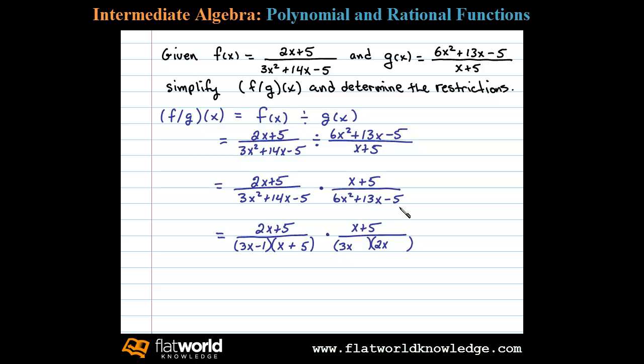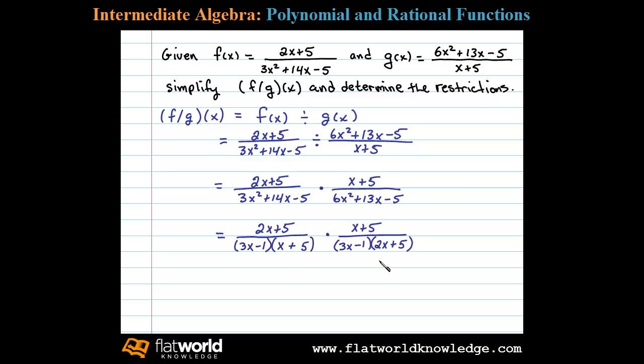To factor 6x squared, we'll use 3x and 2x. And we have a couple choices here using 1 times 5 to get a 13x for our middle term. We'll place the 5 here and the 1 there. That'll give us a 15x and a 2x. In this case, the 5 should be positive and the 1 should be negative. Negative 1 times positive 5 is negative 5. That looks good.